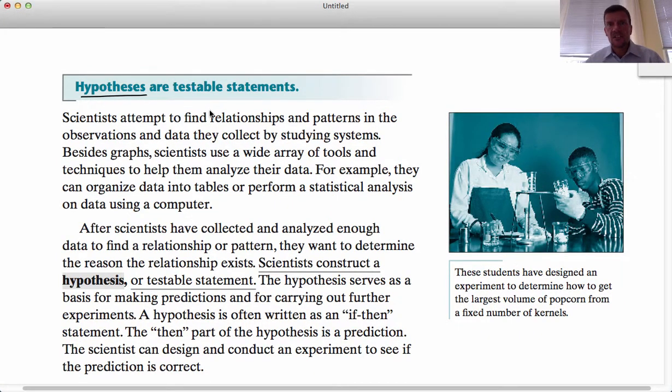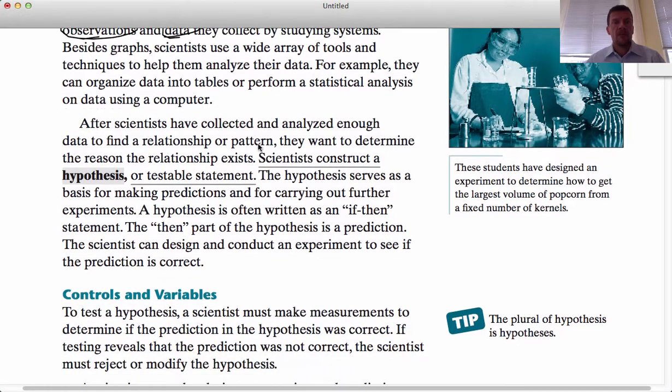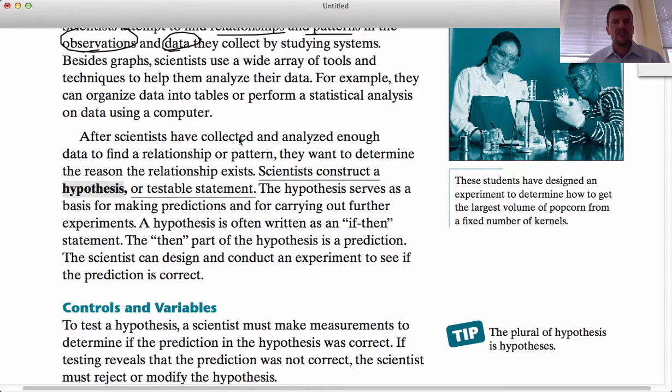A hypothesis is basically a statement where we're saying, here's something that I want to be able to test. Here's something that I think is going to play out, and I want to test that to see if my statement is true or not. We want to find those relationships and patterns based upon our observations and the data that we collect. Once you have collected and analyzed data and found relationships, you might want to begin to draw some type of conclusion from that. You might even want to start with a hypothesis first, something that you think is testable, and then use your experiment to test that.